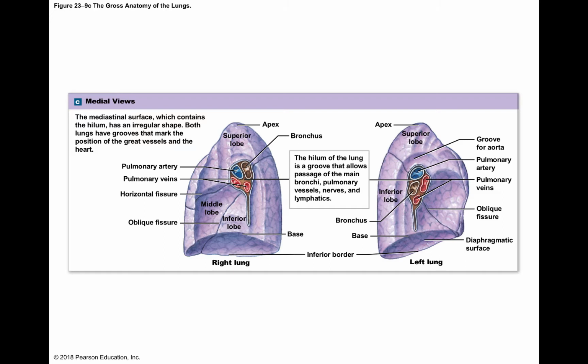And when you look at it, the pulmonary artery is always on top. And then underneath that, we see the pulmonary veins and the primary bronchus. Okay, so there's two pulmonary veins, one pulmonary artery, one bronchus, all in that hilum area.